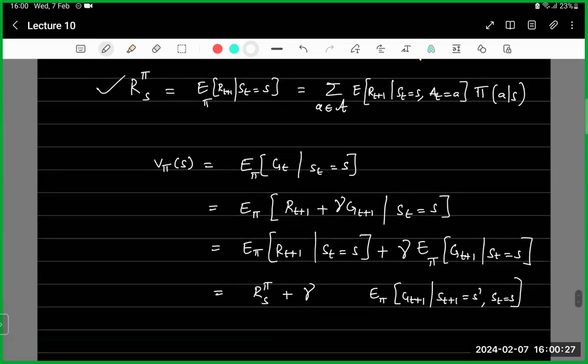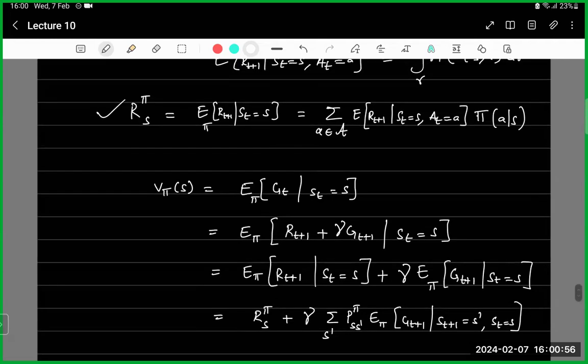I just conditioned on an additional random variable st plus 1. So to remove that effect, what should I do? Sum over all possible s dash, p pi of s dash given s, right? Is it clear why I wrote it?